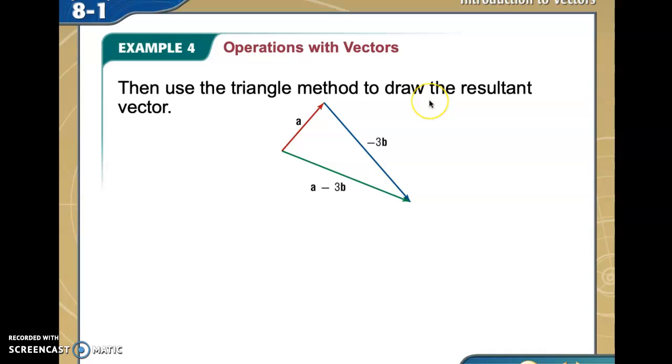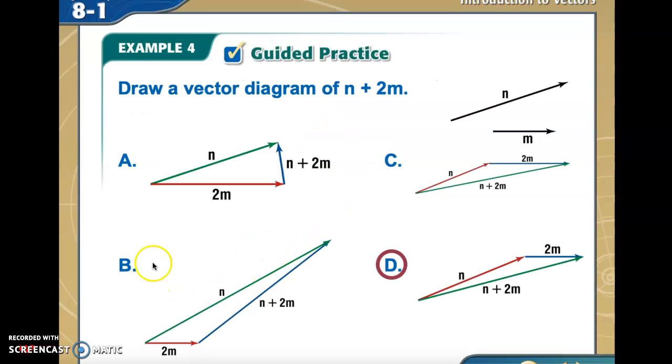Then use the triangle method to draw the resultant. So this is the tail of this negative 3b, we connect with the head of this one, and now this tail to head, the resultant vector is a minus 3b. Answer is this one. Now we have to draw a vector n plus 2m. So the n vector would be the same, and this m vector we have to make its length twice and add with the n. So the answer for this one would be T.